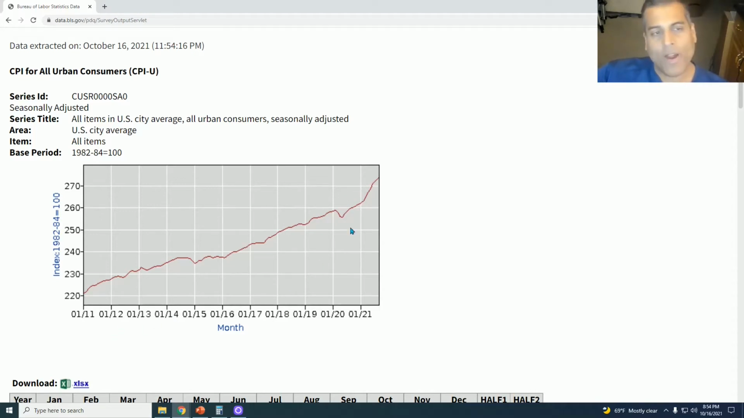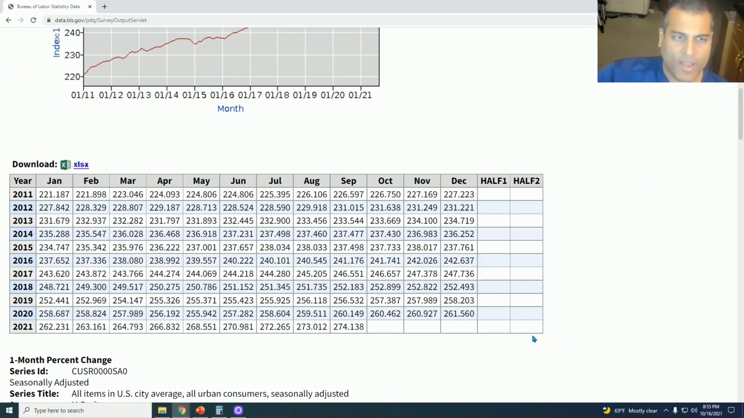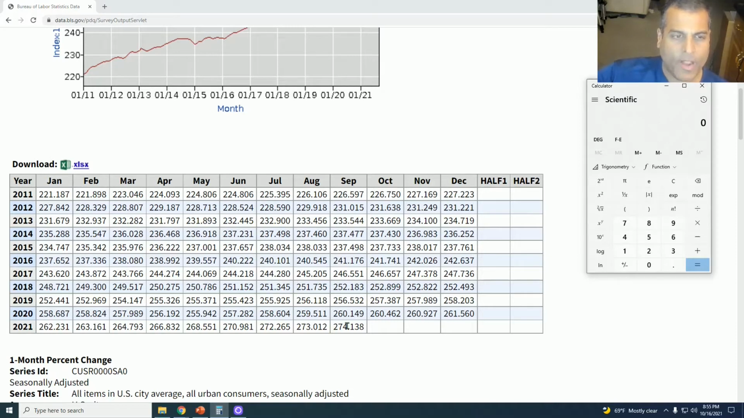So while people are screaming about this recent rise, where does that reside in the context of the entire long-term moving average? And to determine that, we have to look at the average inflation rate over the last 10 years. So to do that, we take this calculator and we take this number of the CPI, 274, divided by the number from 10 years ago, 227. 274 divided by 227.